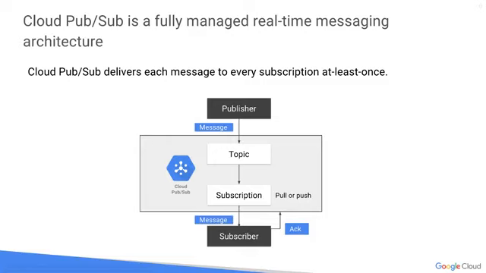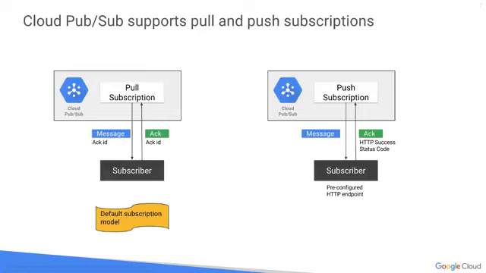Cloud PubSub delivers each message to every subscription at least once. Cloud PubSub enables loosely coupled integration between application components, acts as a buffer to handle spikes in data volume, and also supports other use cases. Cloud PubSub supports pull and push subscriptions.